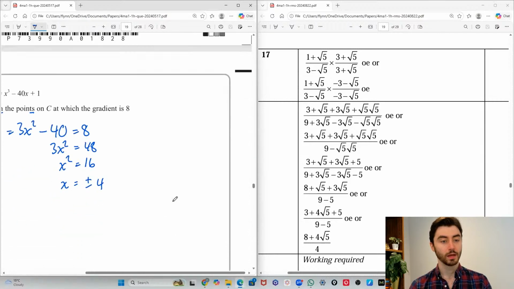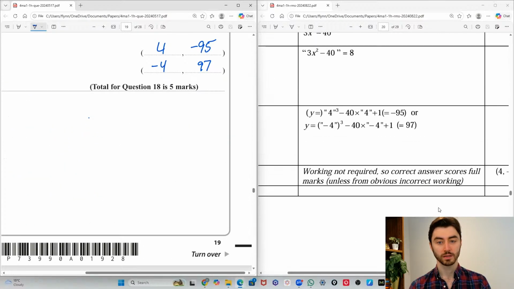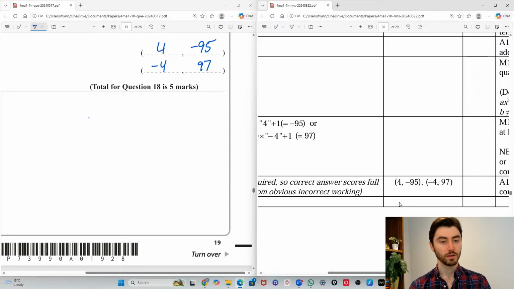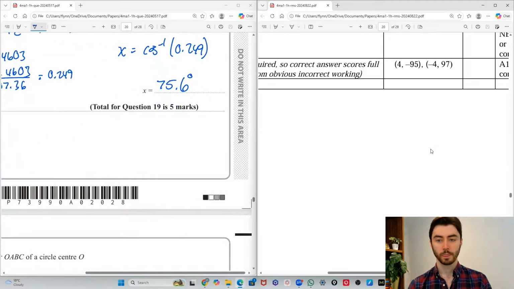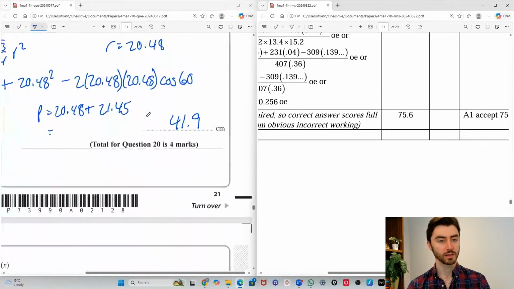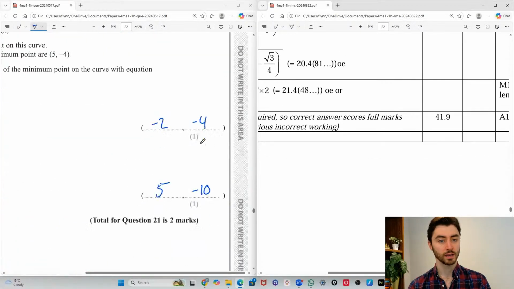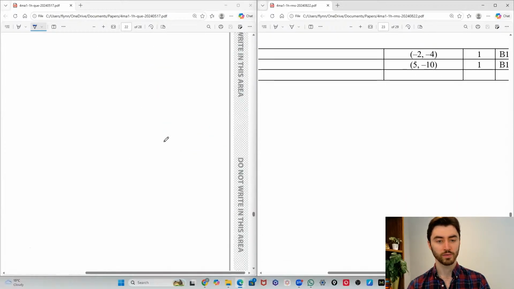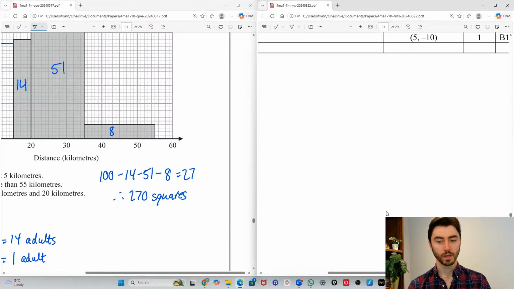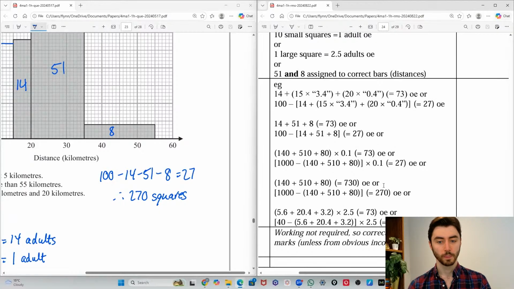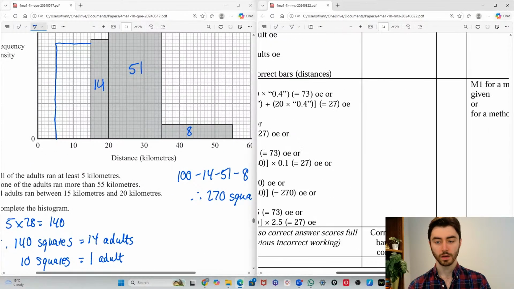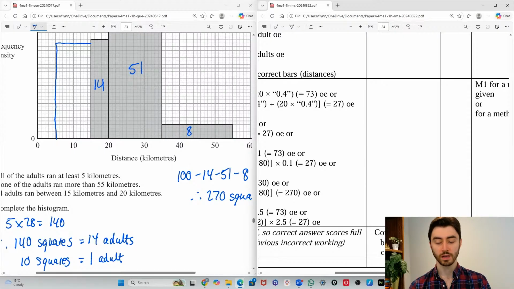Okay. Now, moving on. So we get 4 and 95 and minus 4 at 97. Here, 75.6 degrees, 41.9, minus 2, minus 4, and 5 minus 10. Histogram, what are they asking for here? Yeah, 27 people. Correct height of bar at 2.7, good, and correct width. Yes.